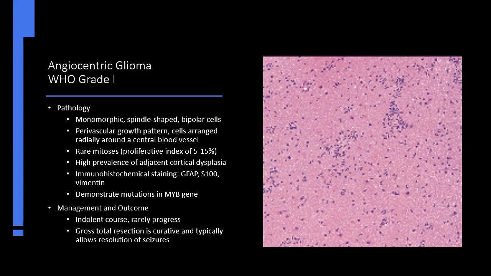Histologically, angiocentric gliomas appear as monomorphic, spindle-shaped, bipolar cells associated with normal vessels within the cortex and white matter. They have a striking perivascular growth pattern, which is their defining feature. Tumor cells are arranged radially around the central blood vessel, similar to ependymal perivascular pseudorosettes. Although mitoses are rare, there is a high prevalence of adjacent cortical dysplasia, which likely explains the high incidence of associated epilepsy. They do demonstrate some parenchymal invasion, however, they maintain a strong preference for perivascular growth and spread.